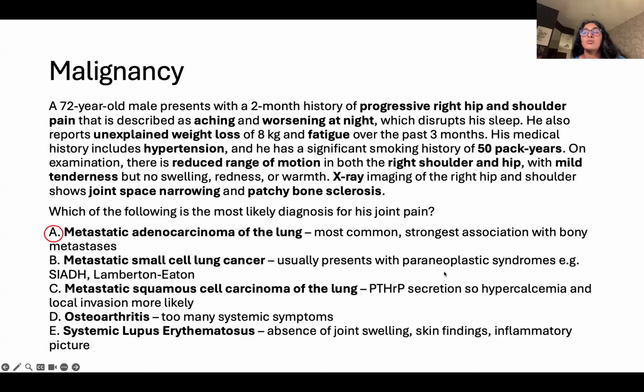For small cell lung cancer, you'd more likely see symptoms of ADH being high, Lambert-Eaton syndrome. For squamous cell carcinoma, you get a high PTH, so hypercalcemia, local invasion, more likely. Osteoarthritis doesn't explain weight loss or fatigue. SLE, there's no skin changes, not really an inflammatory picture either. So this is a really tricky one. Adenocarcinoma, most common overall, even though we've got a significant smoking history that was supposed to throw you off a bit.